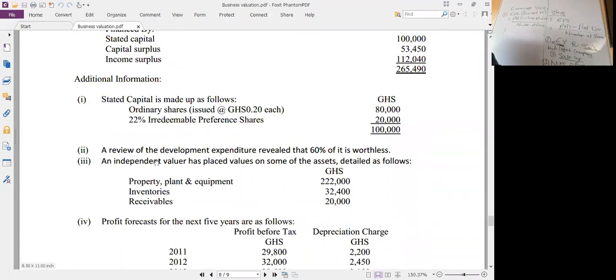I think we saw something like that. There's an irredeemable preference dividend, so you have to calculate the irredeemable preference dividend ourselves. That will be 22% on the 20,000. That is the irredeemable preference dividend. Why do we subtract? We subtract because that one is part of equity and it has not been subtracted in the profit after tax. So that's why we are taking it off.